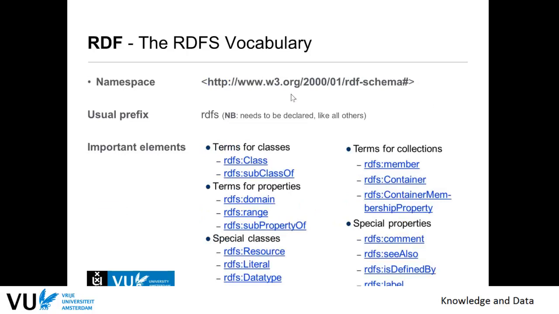RDFS is a slight extension of this, and now we have the interesting fact that the vocabulary comes with formal semantics, so it is interpretable according to these semantics and allows for predictable inference. Again, you need to define the namespace and use the prefix rdfs this time. Then we have a vocabulary for describing classes and how they are related, as subclasses of each other, so things to define classes and relate classes. We have things that define or constrain properties, such as domain and range. We have special classes such as Resource and Literal, which is very handy, and there are more that you don't need that often. rdfs:label is very important, and comment is very important.